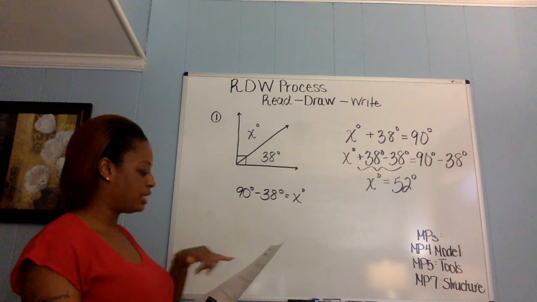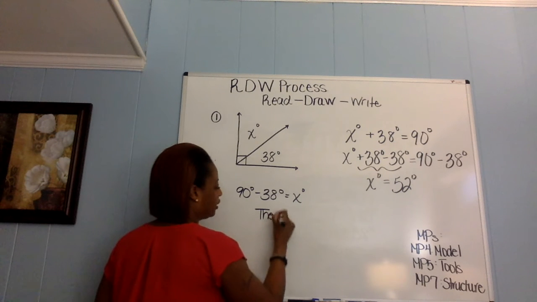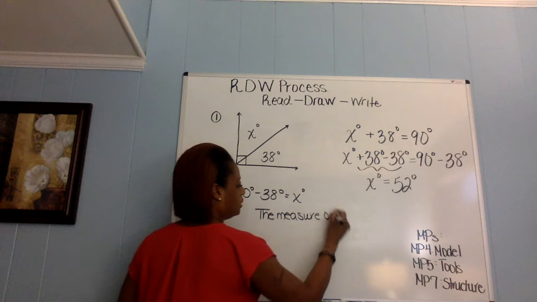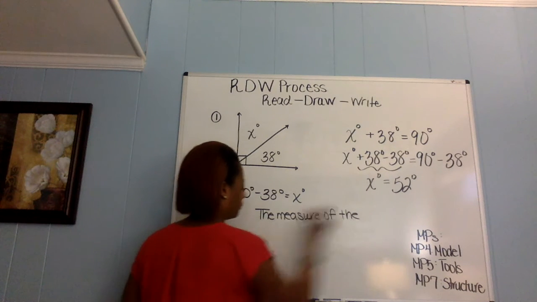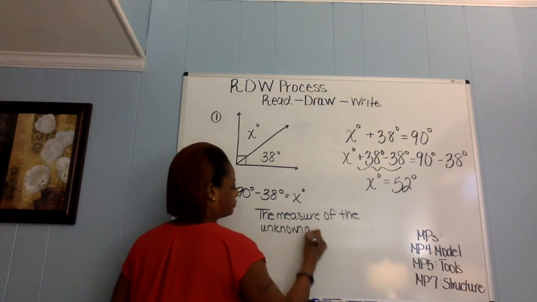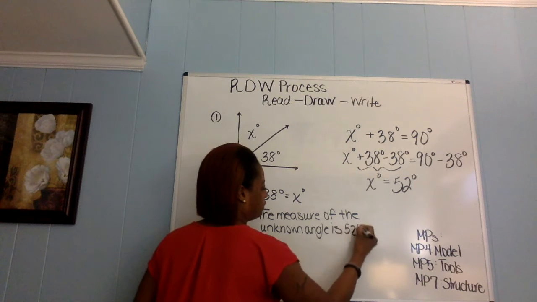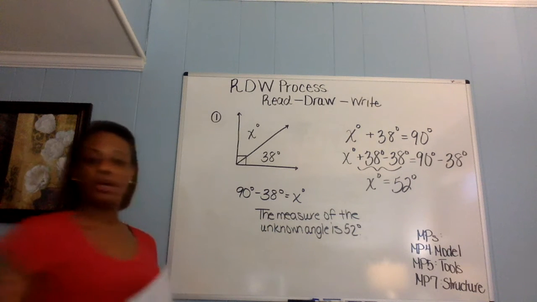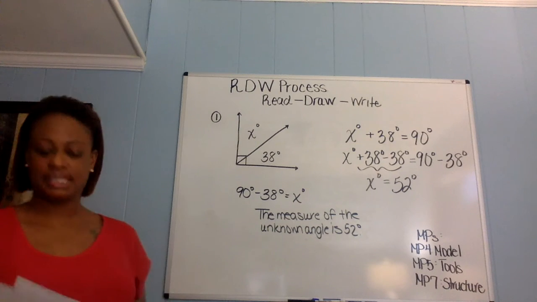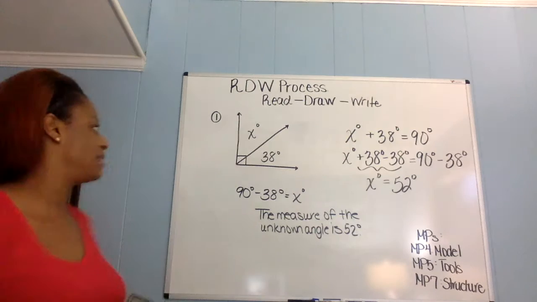So what is the measure of the unknown angle? The measure of the unknown angle is 52 degrees. Okay, so that's the first question. That was a grade 6 question. So let's move on to a grade 7 question.